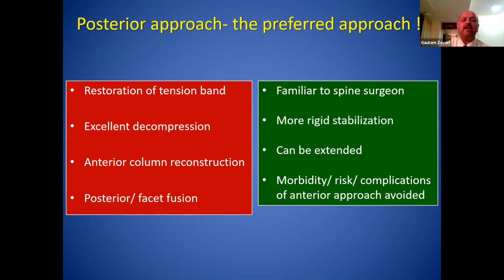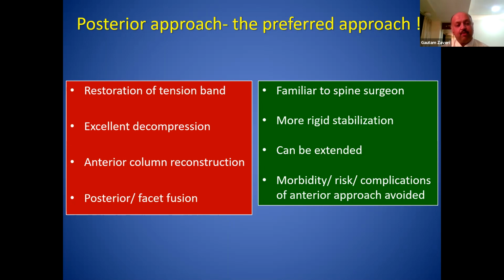Therefore, the posterior approach is today the most preferred approach for dealing with thoracolumbar fractures. Why? Because in patients with posterior ligamentous complex injuries such as type B and C, it helps us to restore the tension band. Through a transpedicular approach, we can do an excellent decompression, which has proven to help neurological and functional recovery.